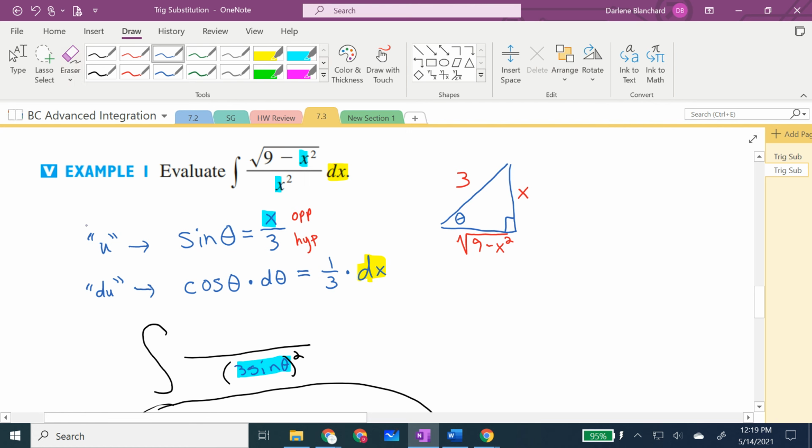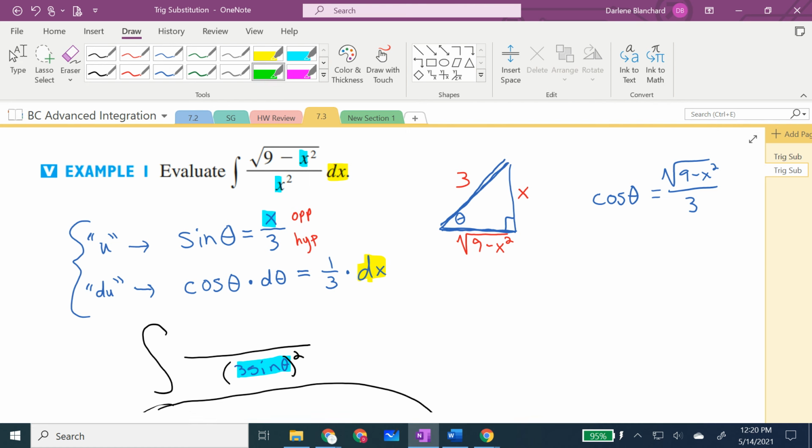I want to repeat, you have to have the u and the du. Then if you want, you can simplify things a little bit if you take the side that has the square root divided by the side that has the constant. And recognize what trig function that is. It's adjacent over hypotenuse, so it is cosine theta. And that will allow you to substitute into this whole piece 3 cosine theta immediately.